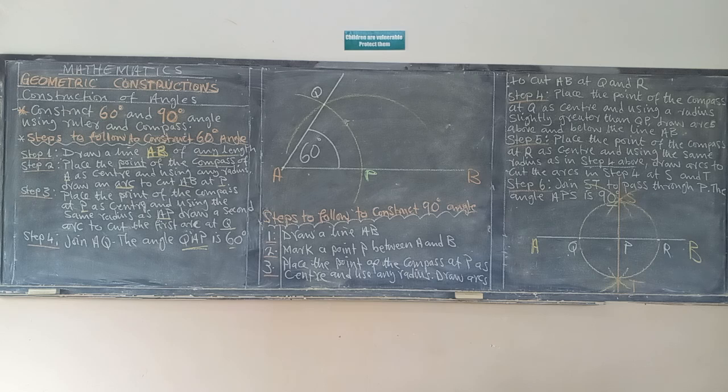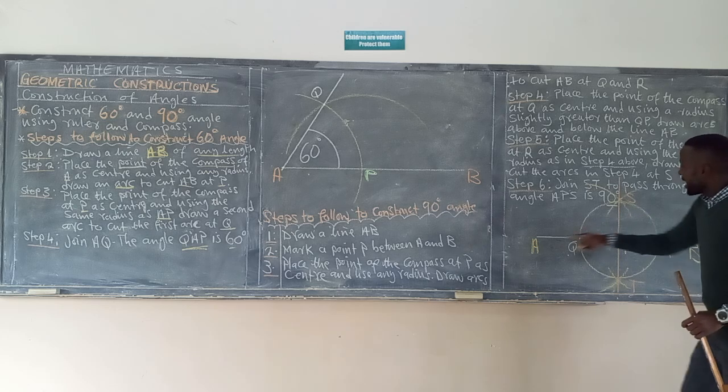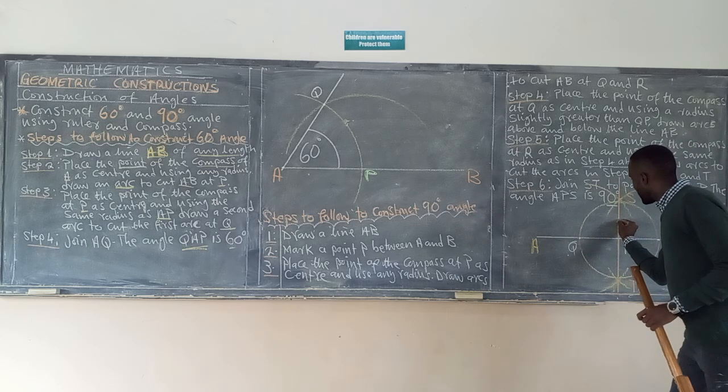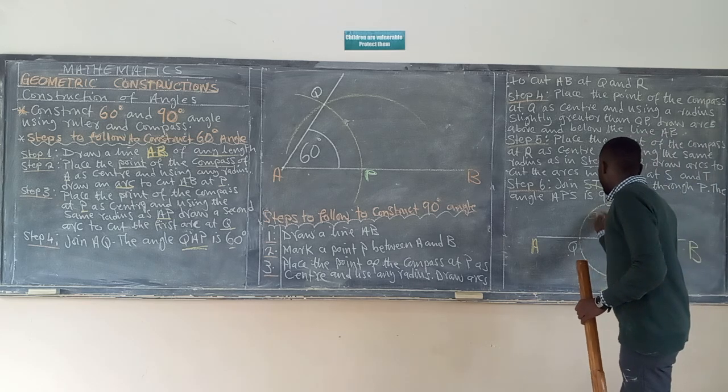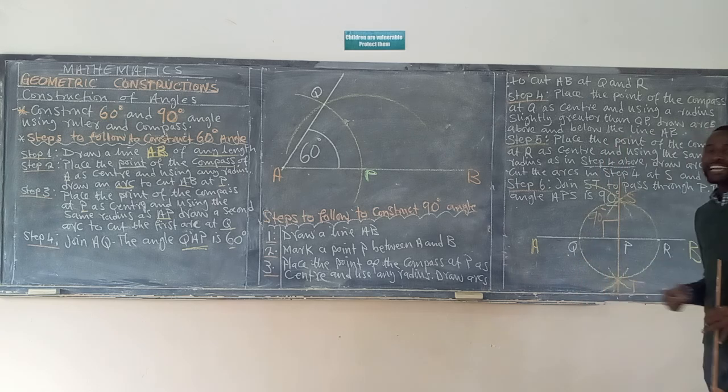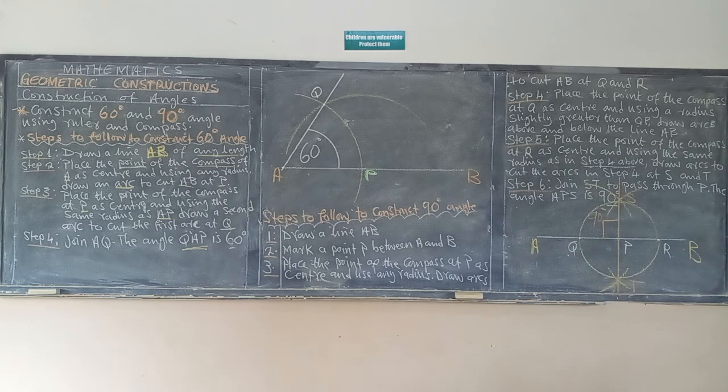Now we need to identify which one is 90 degrees. They are saying, step 6, join ST to pass through P. The angle APS is 90 degrees. The angle APS, meaning AP, this angle here is 90 degrees. And it means that you have constructed a 90 degrees angle and you are done. That is how you can construct a 90 degrees angle.